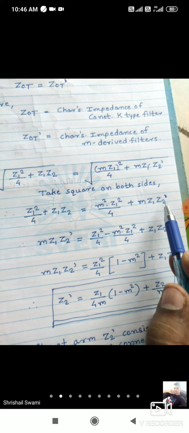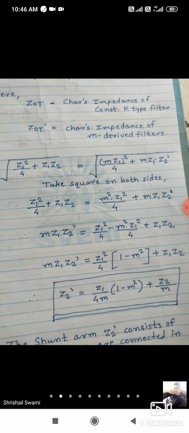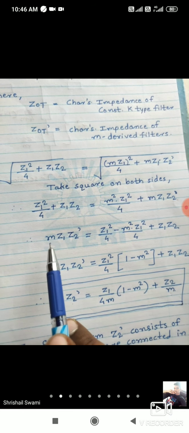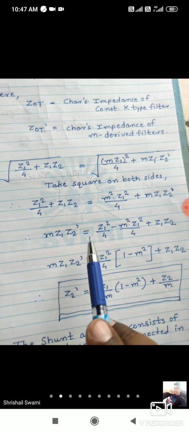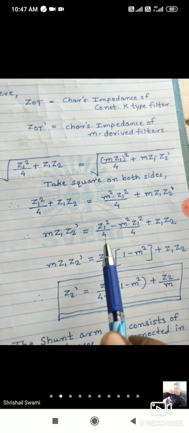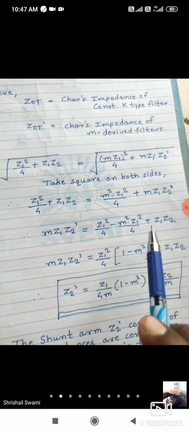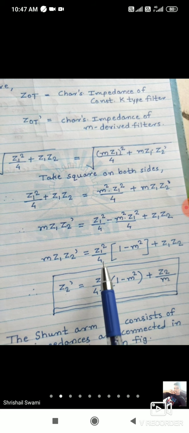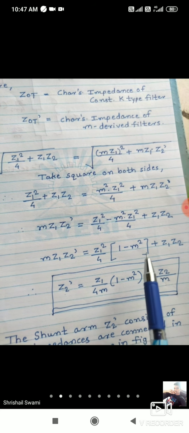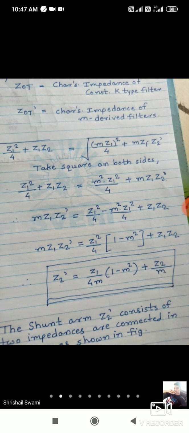So z2 dash you can keep on one side and all the remaining things you can put on the other side. So first of all, m z1 into z2 dash, this total expression I will take on one side. So z2 dash is equal to z1 square divided by 4 minus this term m square into z1 square divided by 4 plus z1 into z2 as it is. Now from these two we can take the common, z1 square divided by 4. So what is inside the bracket? 1 minus m square plus z1 into z2 as it is.